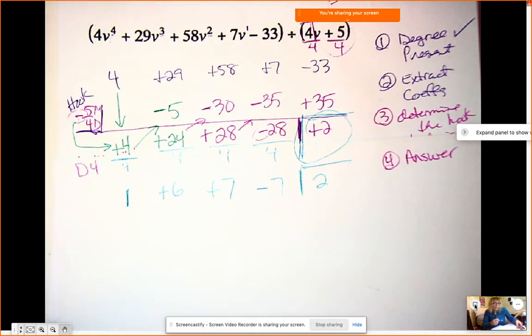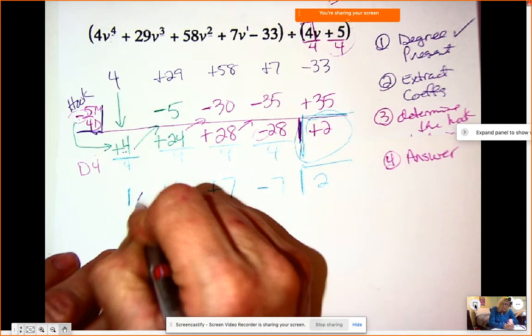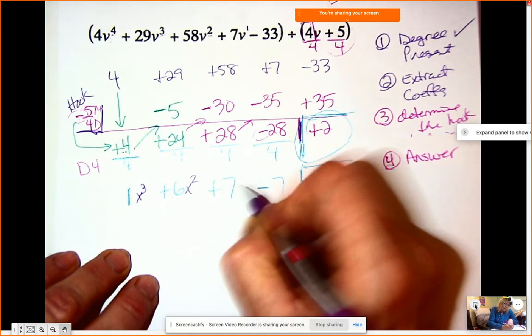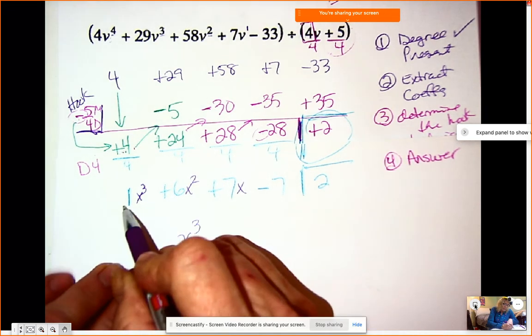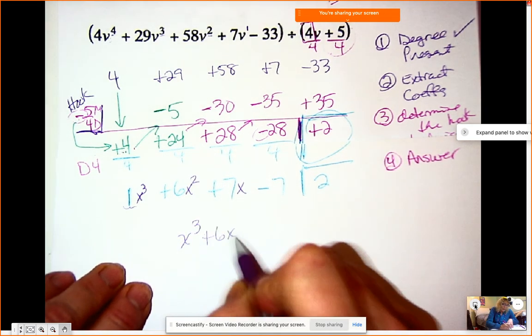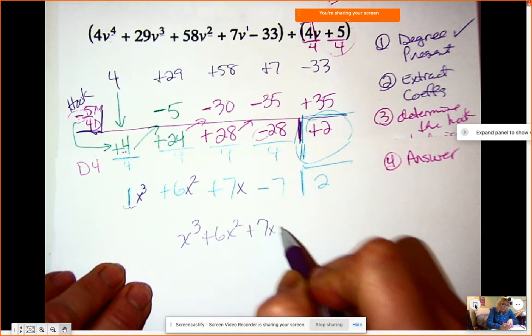Since this started as to the 4th power, our answer will start with to the 3rd power. And then be x squared, then be x number remainder. Here's how you write it. X cubed. I don't need to write that skinny one. Plus 6x squared plus 7x minus 7.